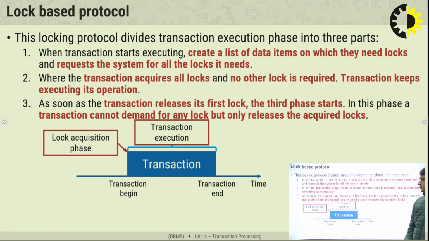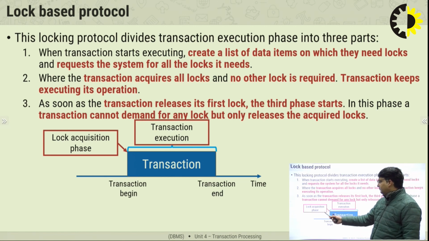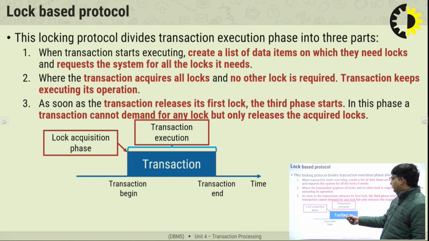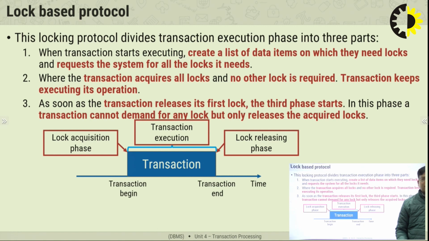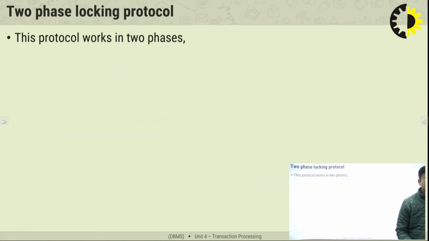This whole process is shown using this diagram. Here we have the lock acquisition phase, whereby we request the locks, and after the locks are acquired, we start the transaction execution. After the completion of transaction execution, we will be releasing the locks sequentially, that is in the lock releasing phase, the third phase. Now when we start releasing the locks, we will no longer be acquiring other locks.